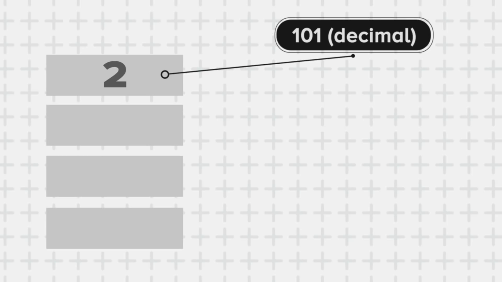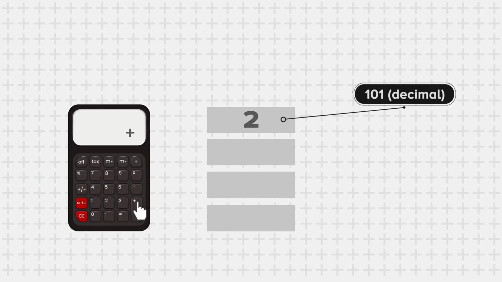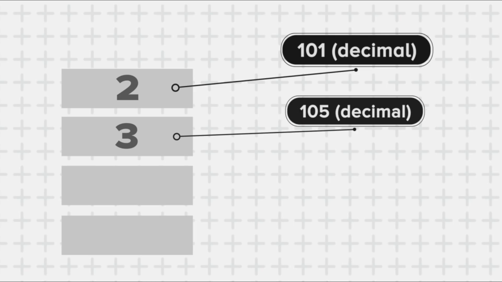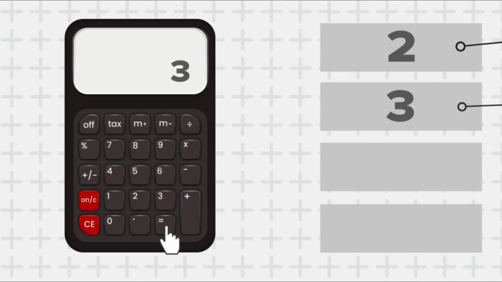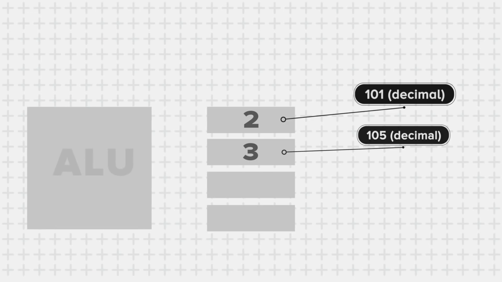there at some address. Let's say the address where the number 2 is stored is 101. Usually the addresses are represented in hexadecimal format, but to keep things simple, let's consider them in decimal format. Similarly, when you click the button 3, the value 3 is also stored in the main memory at some address. Let's say it is stored at the memory address 105, once again in decimal format. When you finally click the equals button, it is now that the computer needs to perform an arithmetic operation between the numbers 2 and 3.